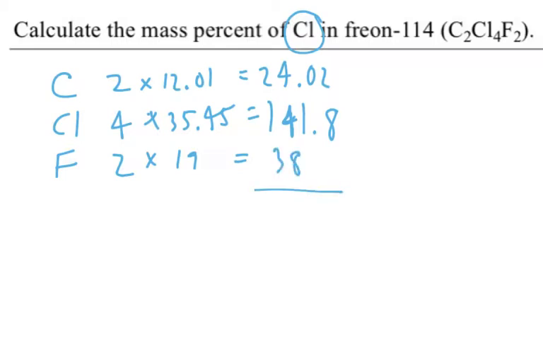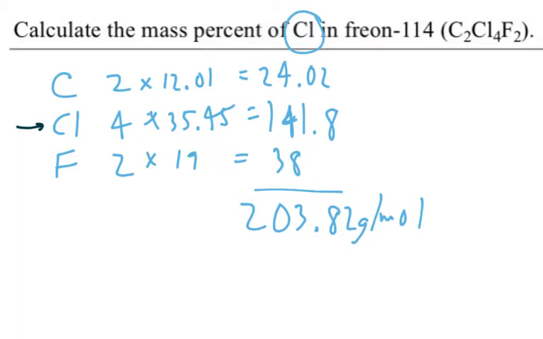And then what we're going to do is let's go ahead and add these guys up. So we're going to go 24.02 plus the 141.8 plus the 38 for the fluorines. And we're going to get a molar mass of 203.82 grams per mole. Now in this problem, they only want the percent composition of chlorine.